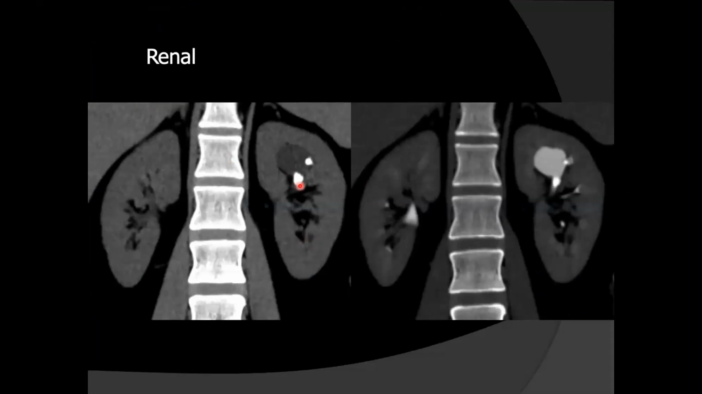Again, another example of a renal calculus, which is seen on a plain scan. On the contrast scan, you can see that it's obstructing the calyx and causing focal calyectasis in this region.